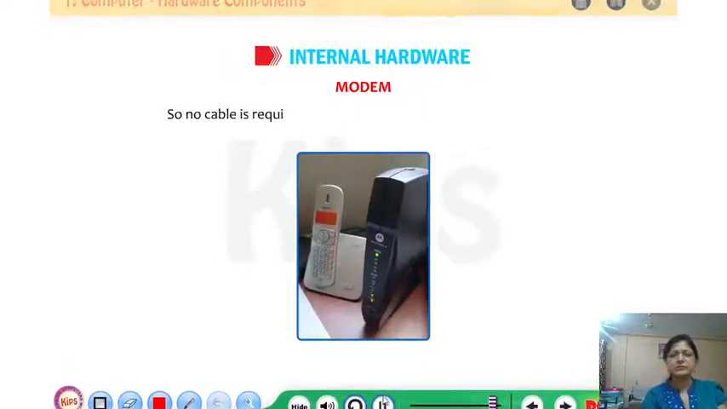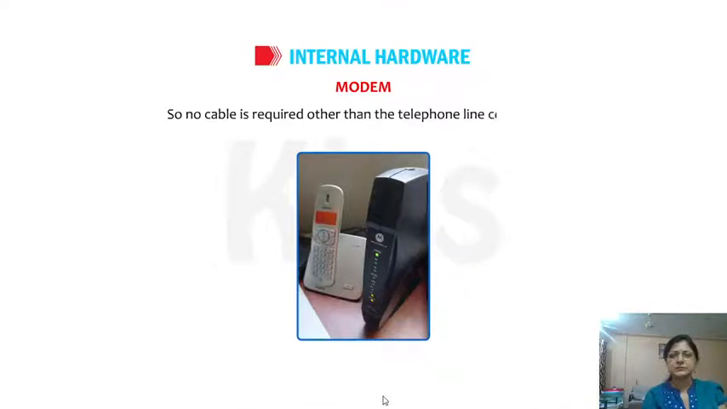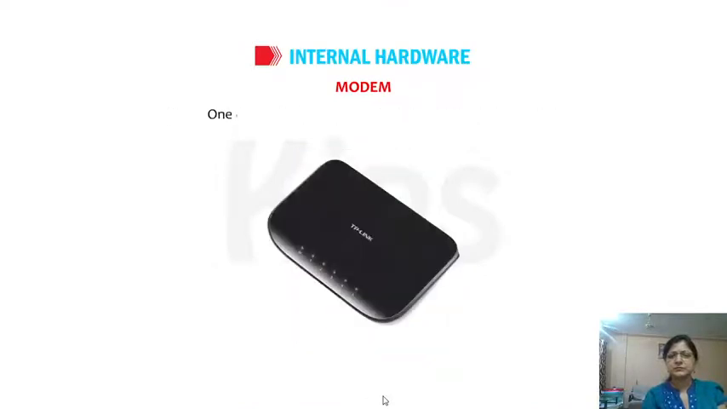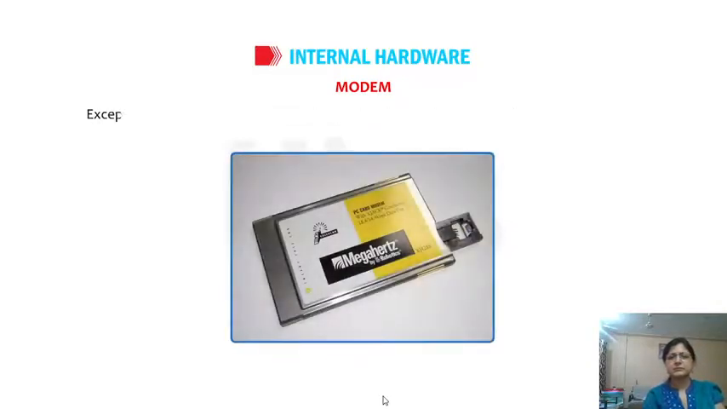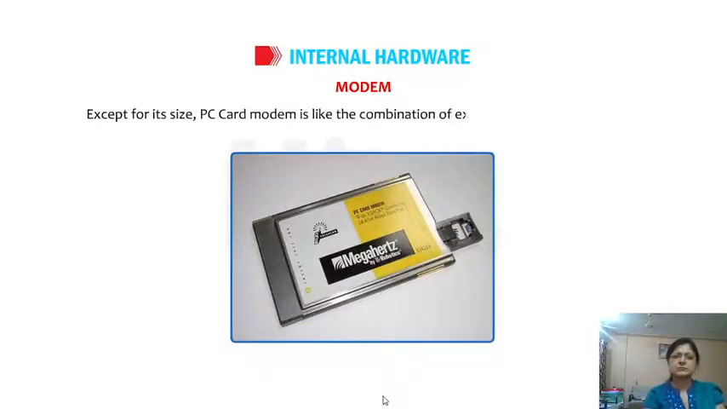No cable is required other than the telephone line connection. One can remove this modem when it is not needed. Except for its size, the PC card modem is like a combination of external and internal modems. This card is powered by the computer.